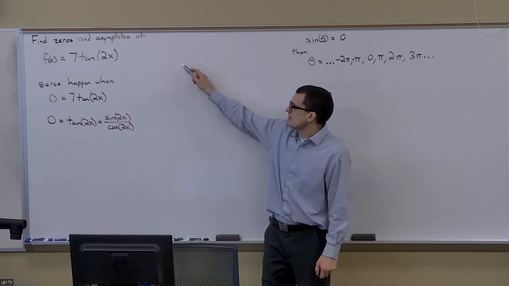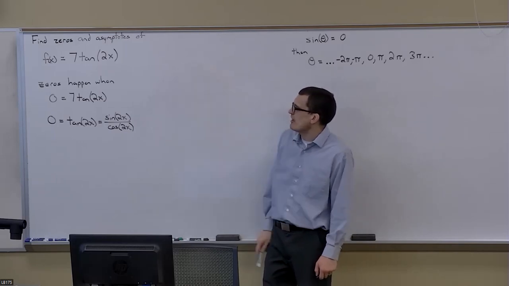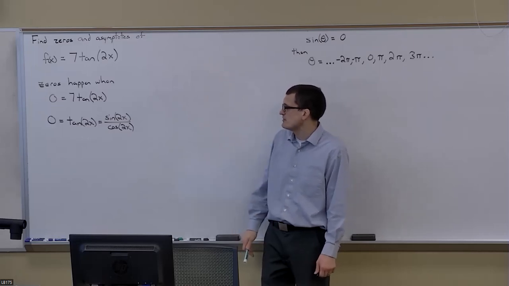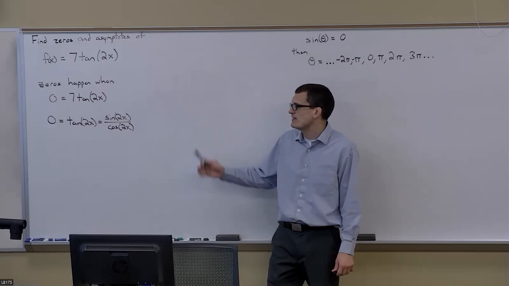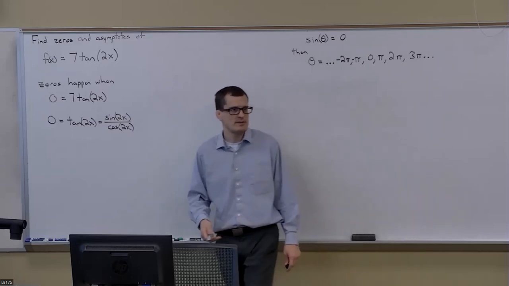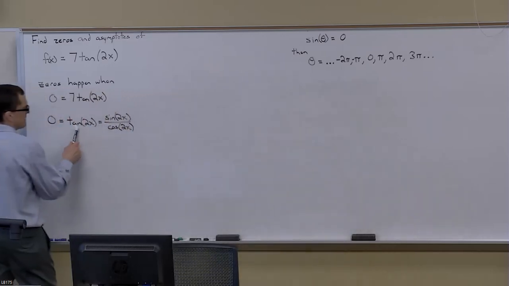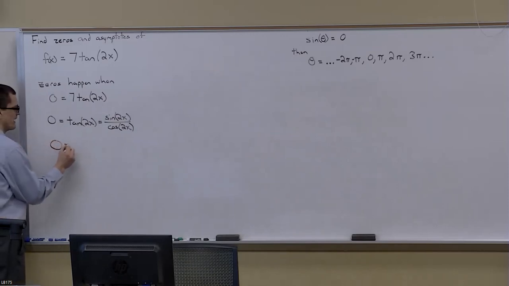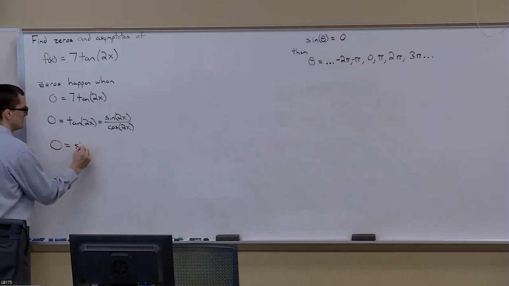All right, zeros and asymptotes of 7 tangent of 2x. So we set 7 tangent of 2x equal to 0. We can divide both sides by 7. And then I rethink tangent as sine over cosine. And I say that fraction is 0 when sine of 2x is 0, when the numerator is 0.